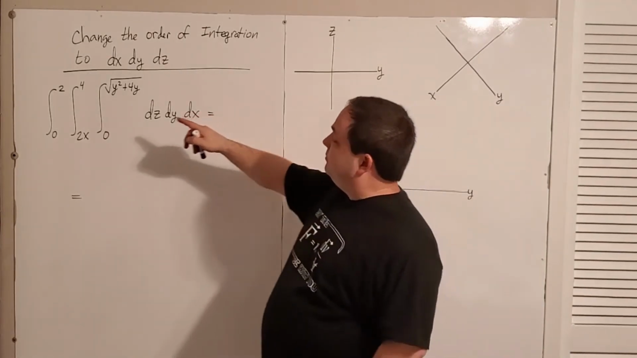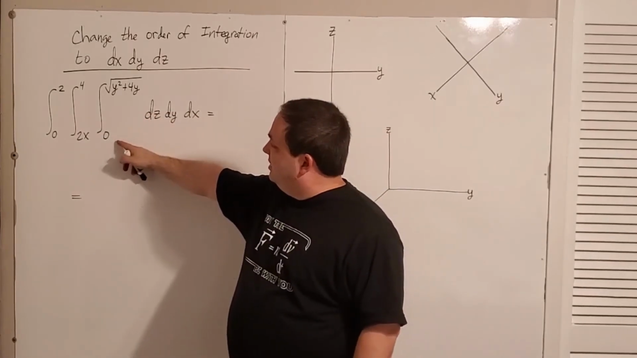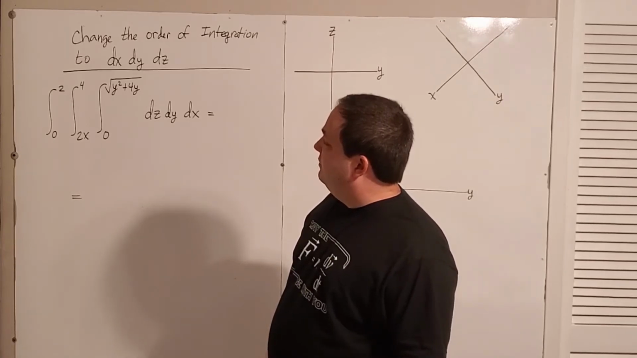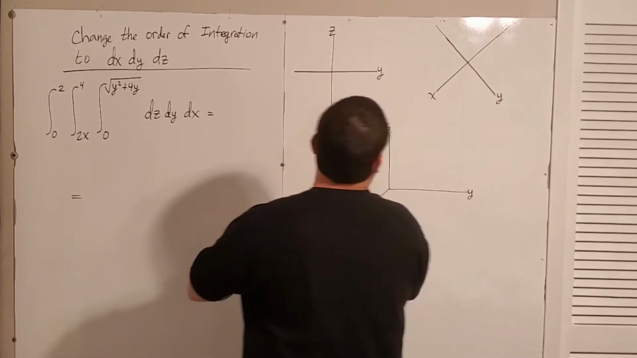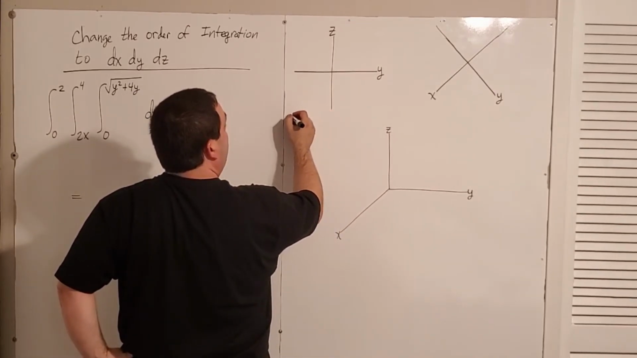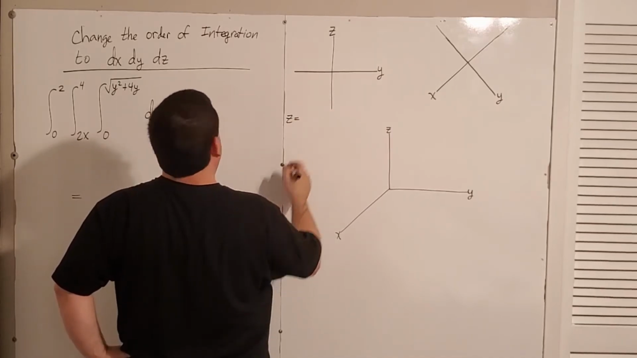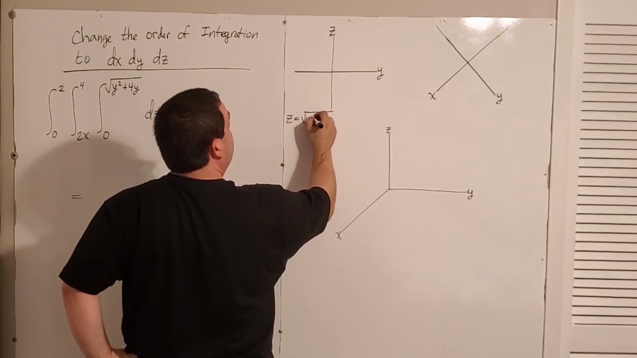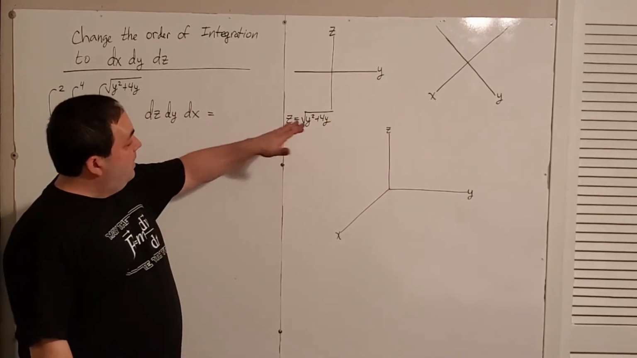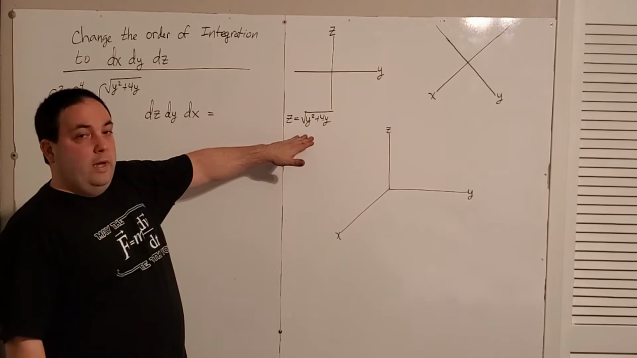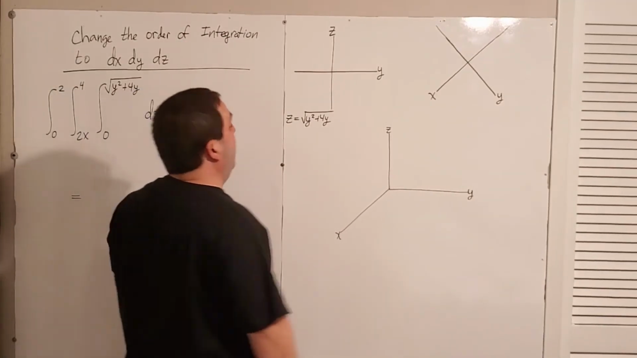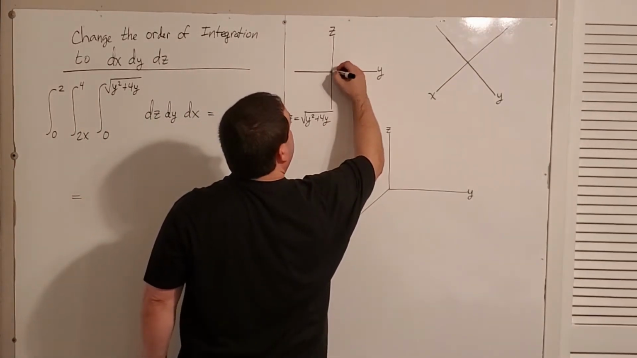We have that z goes from 0 up to the square root of y squared plus 4y. Okay, well, z equals 0, and then we also have z equals the square root of y squared plus 4y. Okay, it may not look like it, but this is actually the equation of the top half of a hyperbola. Okay, the top half of a hyperbola, that basically does this.